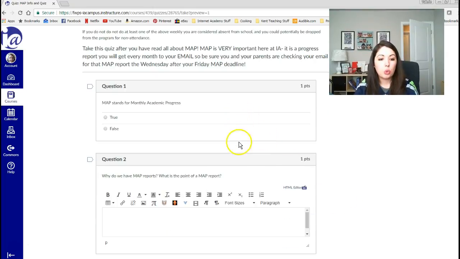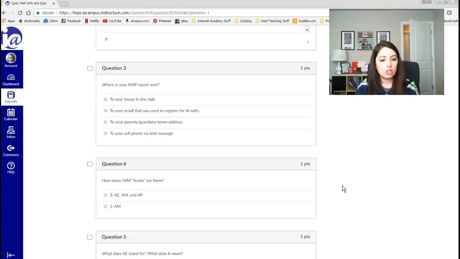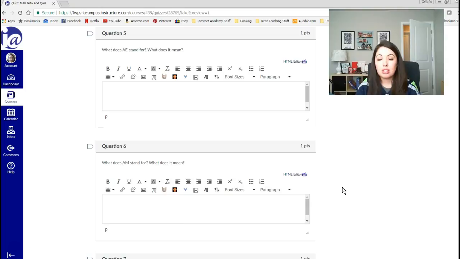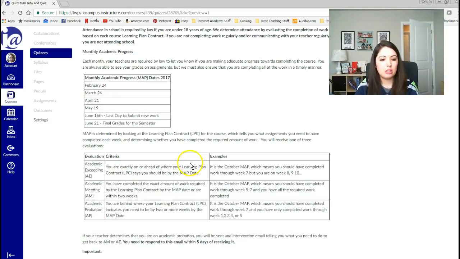So then these questions just walk you through what is MAP, having you respond. It's essentially a check for understanding on our part to make sure that you understand, and to essentially move the responsibility of knowing what MAP is from us to you. So you'll answer each one of these questions, especially for questions 5 through 7. I would like 2 sentences in response. What does it stand for, and what does it mean? Because what it stands for is not what it means. So you need to tell me exactly what it means if you get an AE. And this chart back up here should help you with that.